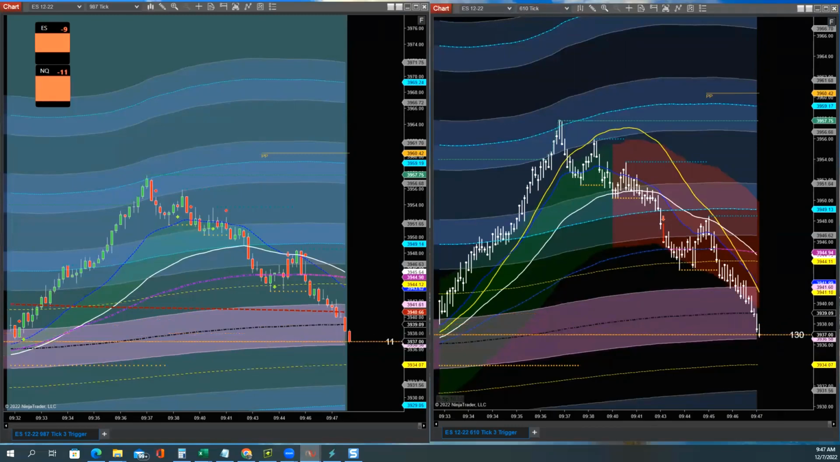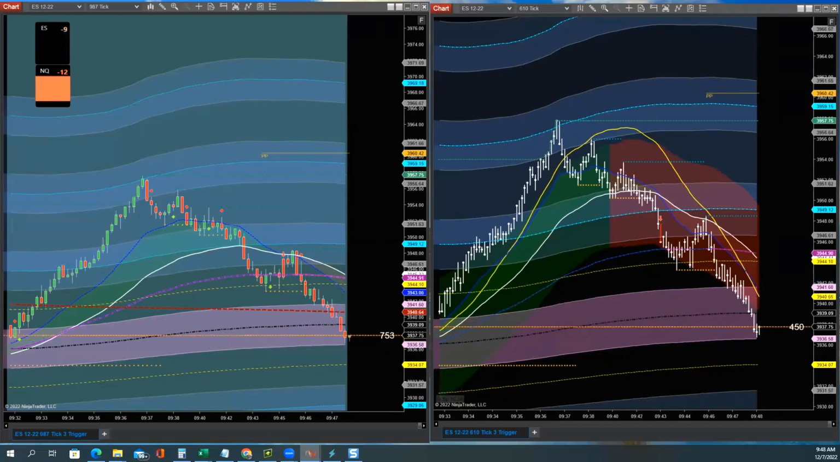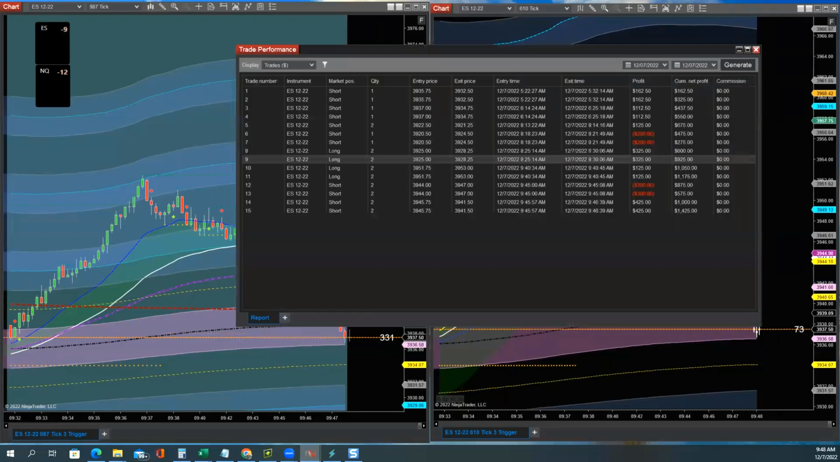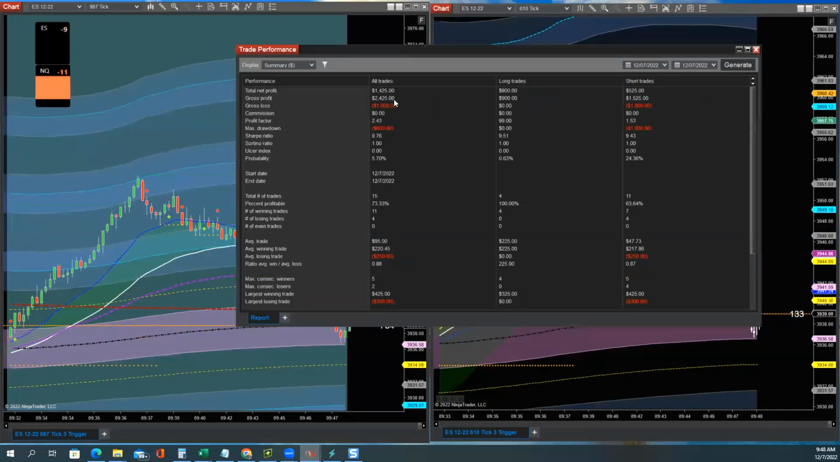Usually when you scalp, you have a higher win rate, but then what suffers is your risk to reward ratio because you're scalping. So let's see here. I'm highly profitable, right? So here's my risk to reward. If I look at the summary here, again, my profit factor is 2.43, which is good. Anything above one is good, or over two, I should say.